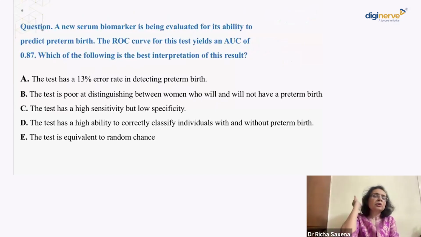So there's a question for you. A new serum biomarker is being evaluated for its ability to predict preterm births. The ROC curve for this test yields an AUC of 0.87. Which of the following is the best interpretation of this result? So you have the options, which is the best interpretation of an ROC curve which is having an AUC of 0.87. So please answer on chat.